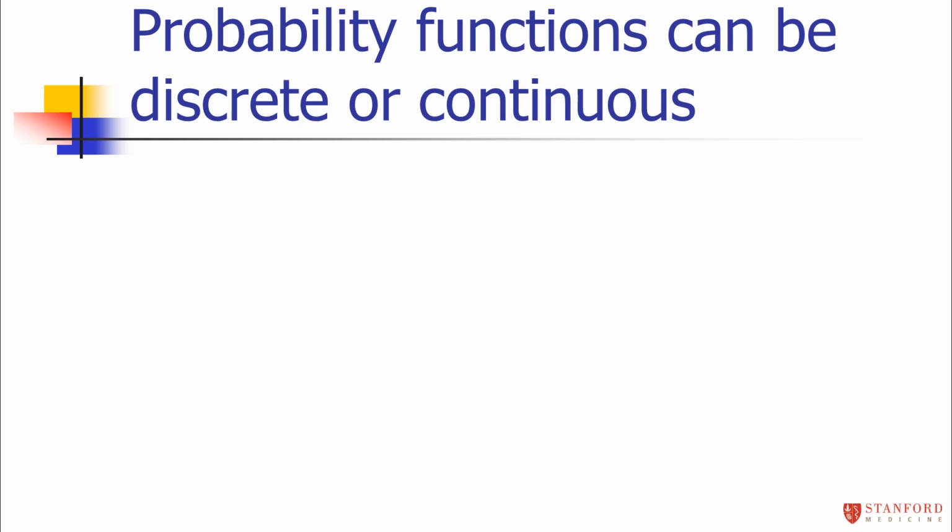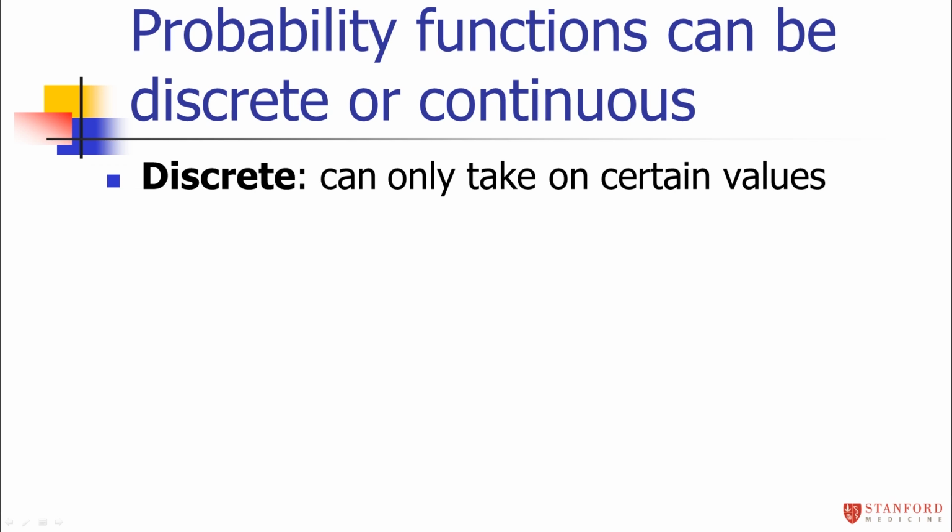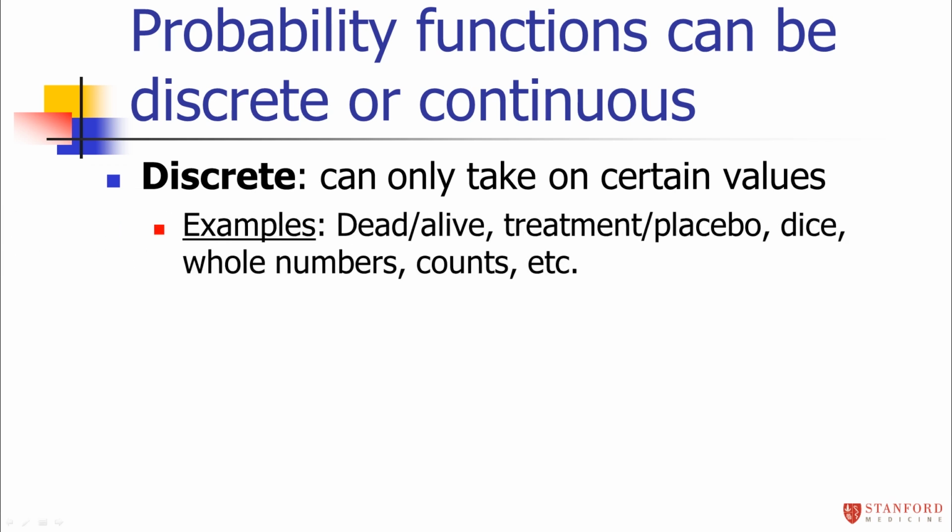Probability functions can be discrete or continuous, and this is the same distinction we talked about in the first week of the course. Discrete means you can only take on certain values. These would be things like whole numbers, counts. You're either dead or alive, treatment or placebo. You throw a die, and the outcomes can be 1, 2, 3, 4, 5, and 6. So it can only have discrete values.